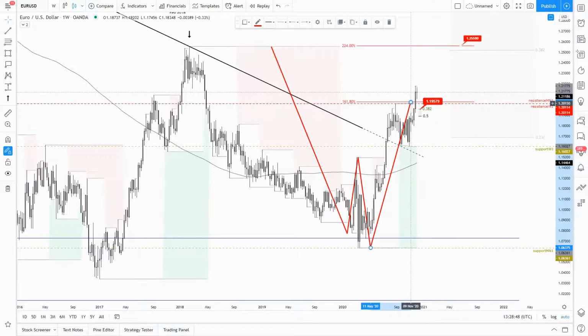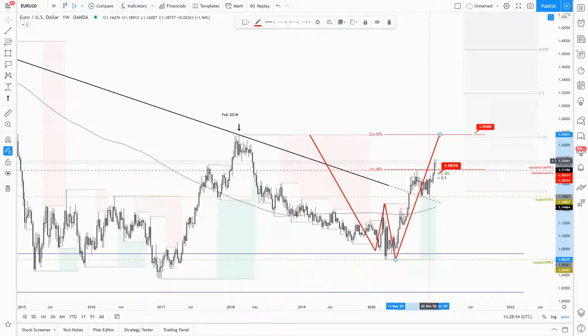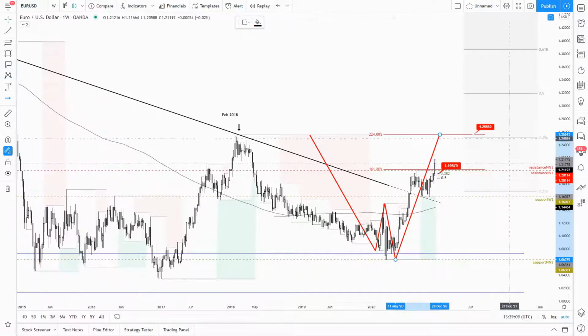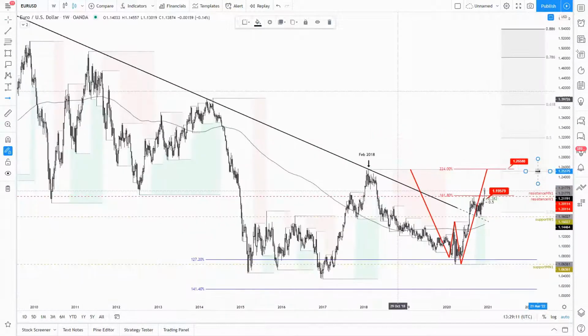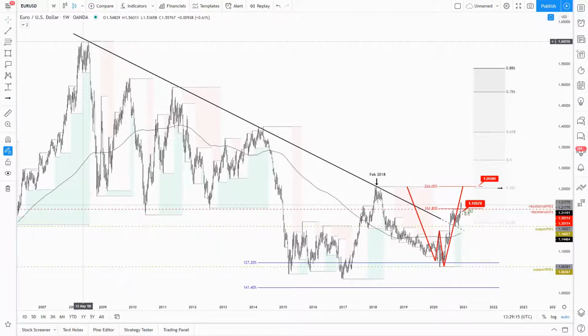If the price approaches the previous highs from February 2018, we also have the bearish shark pattern at 224% Fibonacci extension, so it's a natural pressure zone, previous structure highs, and let's see how the market will react from there. And this is also the 38% Fibonacci retracement level from these previous highs from 2008.